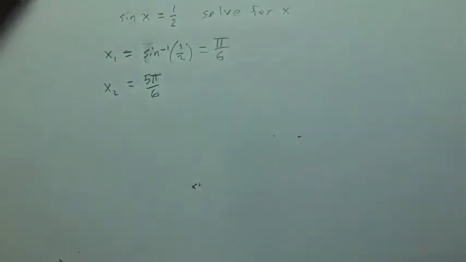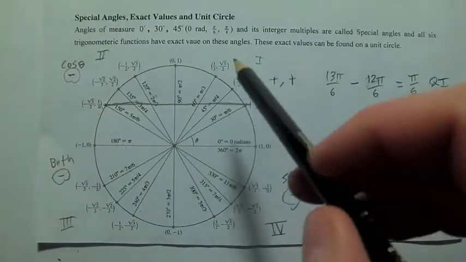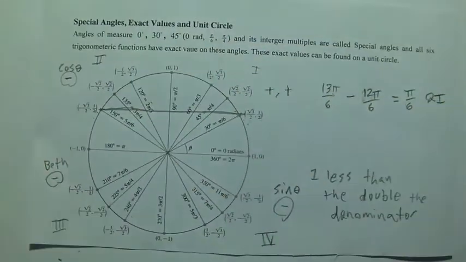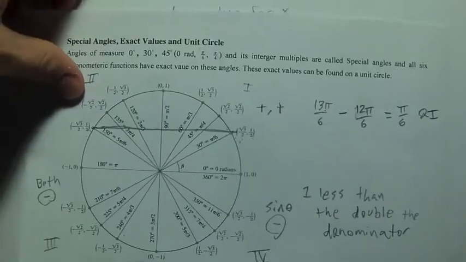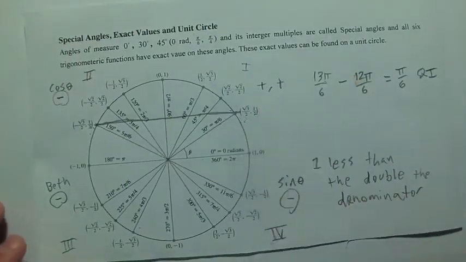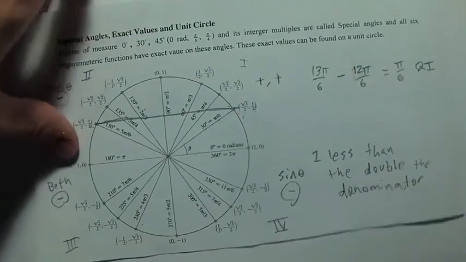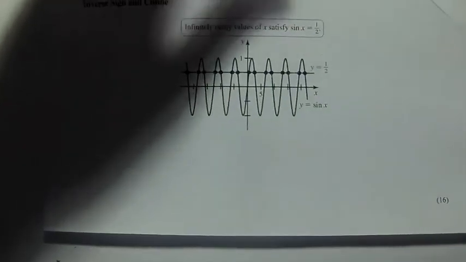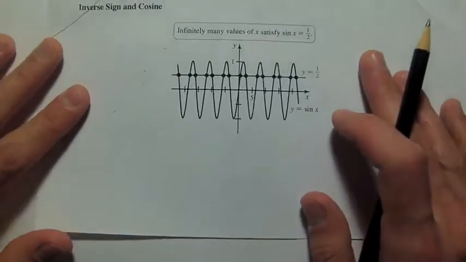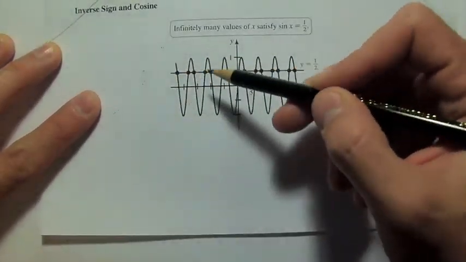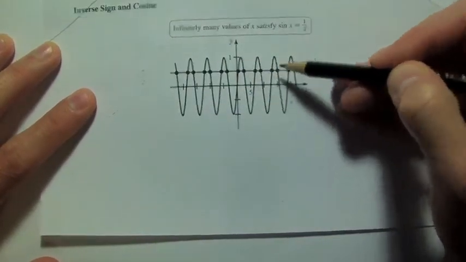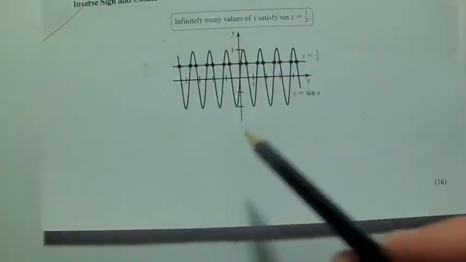But we can also go all the way around from pi over 6 to get pi over 6 plus 2 pi, or maybe subtract 2 pi from pi over 6 and go back around the other way. And actually what happens is we have an infinite number of possible solutions, because this is the graph of sine of x, if you remember, right? Sine x is a wave.